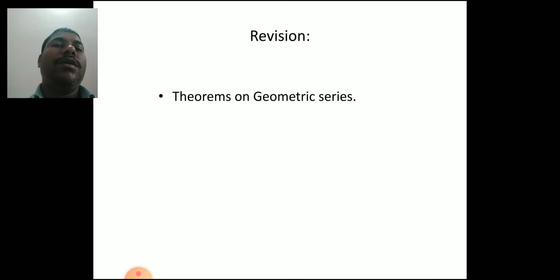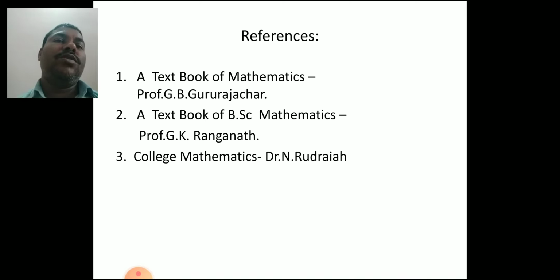So revision: in this session we discussed lemmas on geometric series. These are the reference books to refer to for this session. So thank you very much.